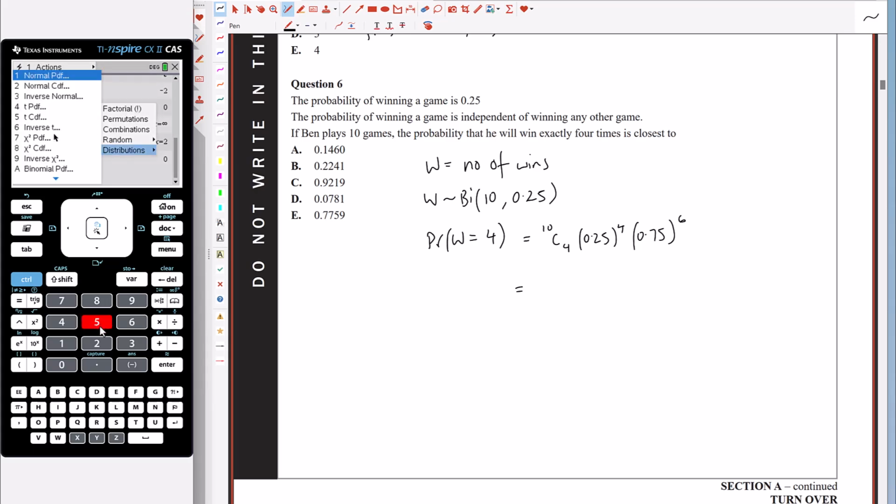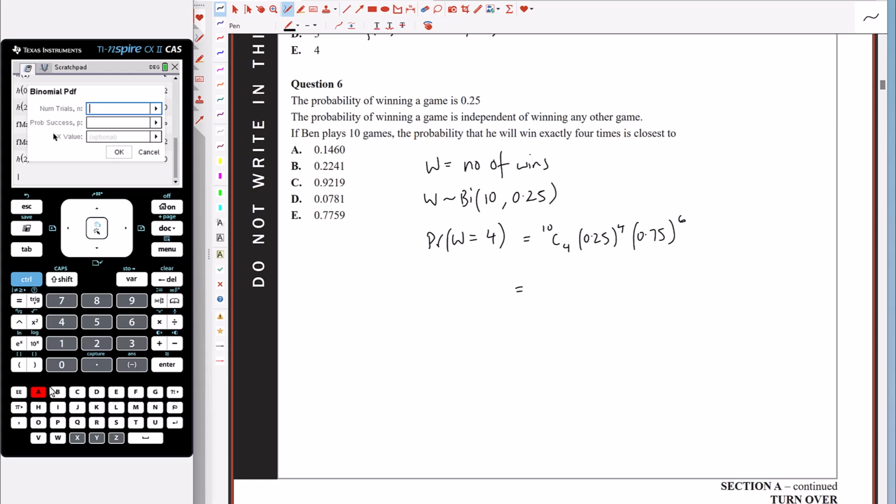So menu 55. A for binomial PDF, so that is where we want a single value of W. So our number of trials is 10, probability of success is 0.25, and we want the probability that W equals 4.